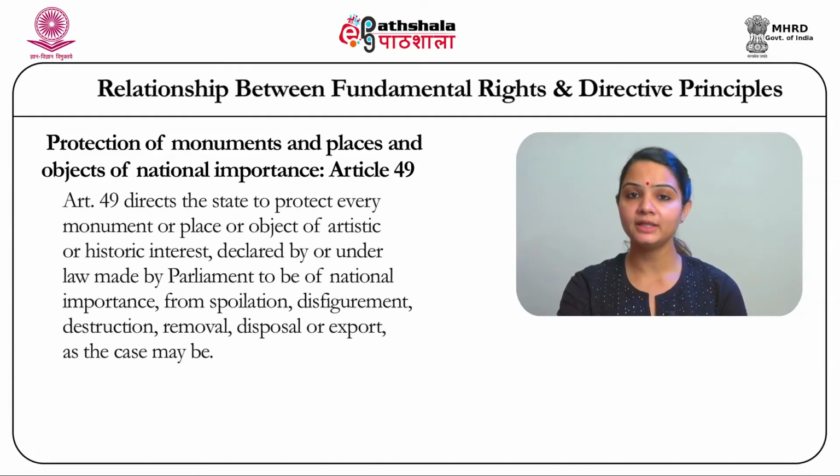The next article talks about protection of monuments and places and objects of national importance, which is Article 49. Article 49 says that it shall be the obligation of the state to ensure that the monuments or objects of historical or artistic importance, which have been declared to be objects or monuments of national importance, are protected from being spoiled or exploited. Therefore, Article 49 directs the state to protect every monument or place or object of artistic or historic interest declared by or under any law by Parliament to be of national importance from spoliation, disfigurement, destruction, removal, disposal or export as the case may be.